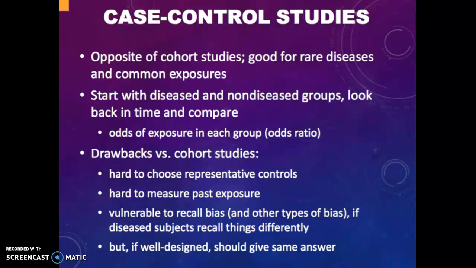If the case control study is well designed, it should give the same answer as if it was conducted as a cohort study. However, it can be difficult to design a case control study very well. Controls may not be representative of the general population, and it may be difficult to determine past exposures with certainty, and cases may remember past exposures differently than controls. For these reasons, bias is often problematic in case control studies.